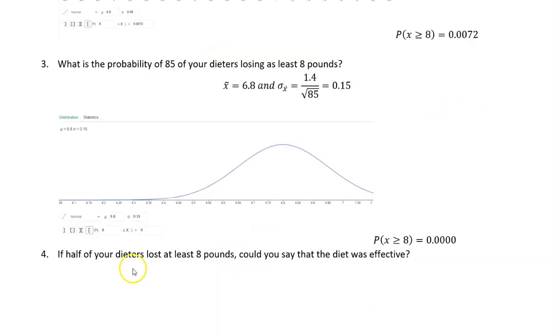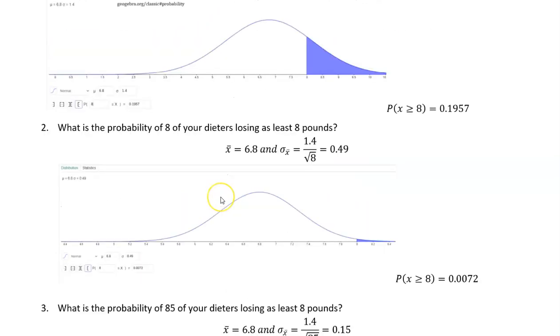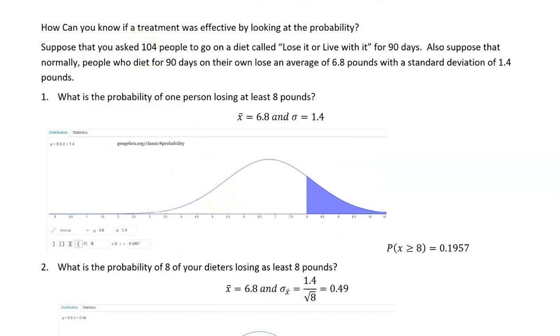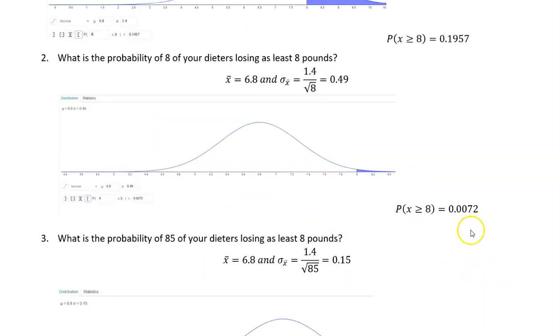So then the question could be, if half of your dieters lost at least 8 pounds, could you say the diet was effective? And the answer is yes, because half of my dieters would be 52 people. And in 8 people, we had a really unusual occurrence of people losing more than 8 pounds. So if 52 people lost more than 8 pounds, that's really unusual, and that must mean that I'm doing something on my diet that is effective.